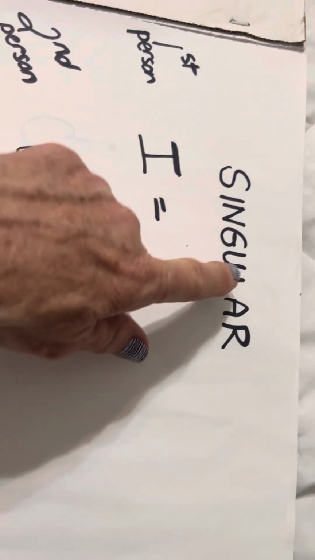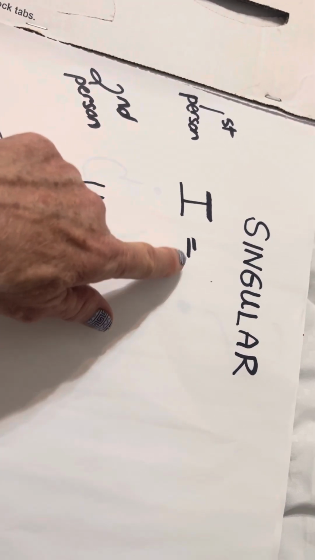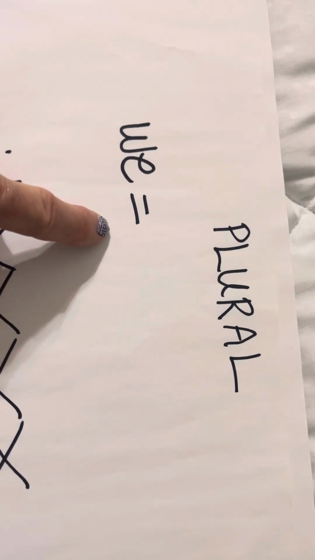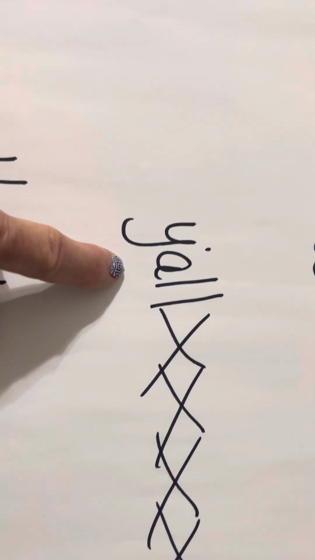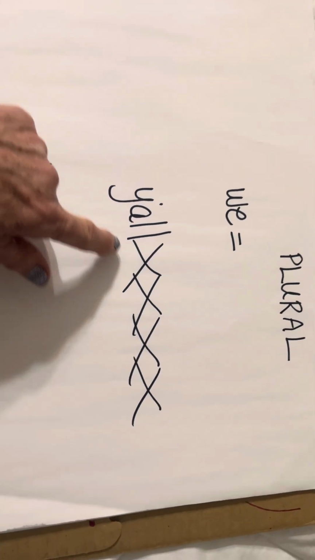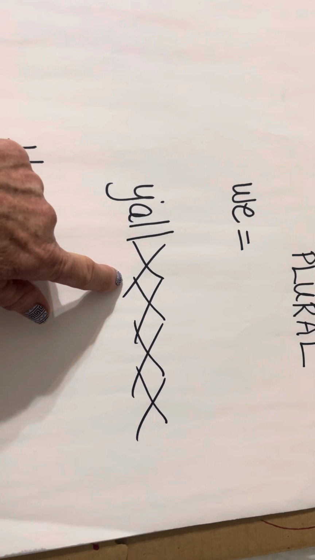Now, when you begin to include someone else in your sentence, you then have plurals. So the plural, someone else and I, in English is we. And the plural, someone else and you, in English is y'all. And if you remember, we are not going to learn the vosotros form of the verb. Not this year, anyway.